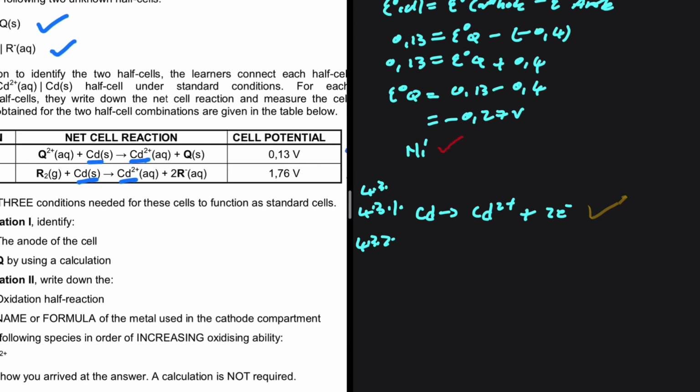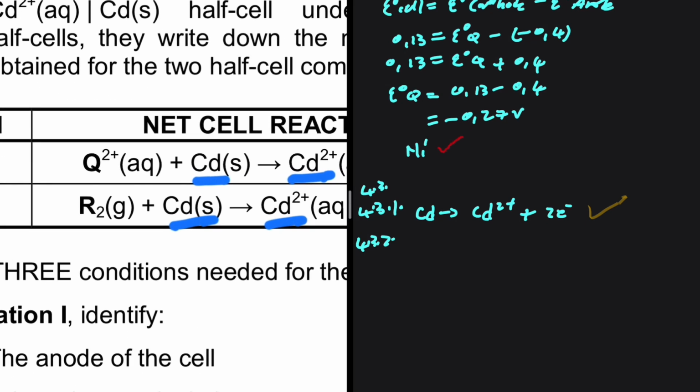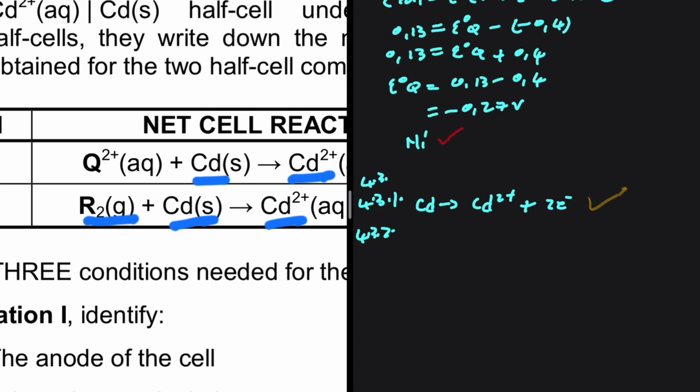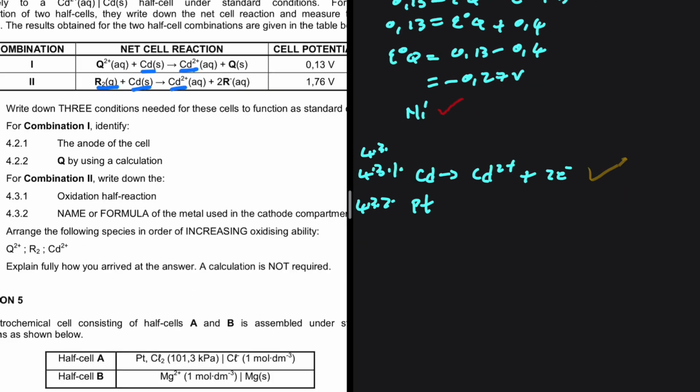Let's go ahead and do 4.3.2. Name or formula of the metal used in the cathode compartment. Cadmium is our anode, so our cathode is R2, which happens to be a gas. If we have a gas, our electrode is going to be platinum. That is 4.3.2.